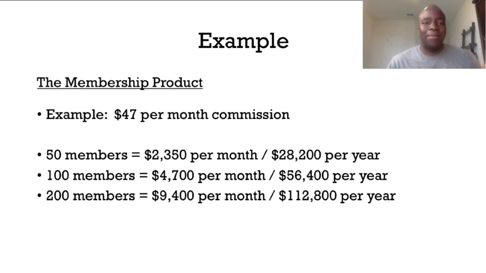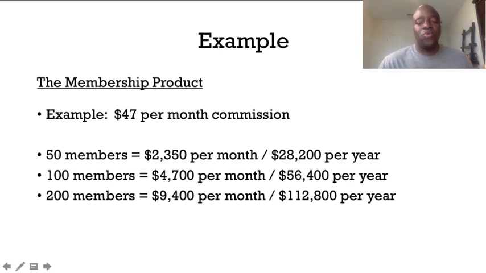And just to give you guys some examples of what a membership income could do for you. This is just some example numbers, but for instance, if you have a membership site for training, or you're selling a tool or software that's going to help them build their business, and you're getting a $47 a month commission. So at 50 members at $47 a month commission, that's $2,350 per month in residual income. So it's really not bad. That's $28,200 per year.